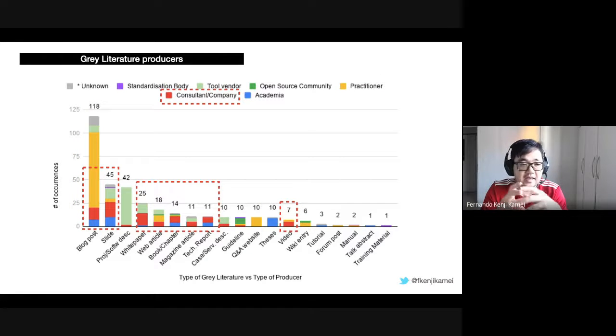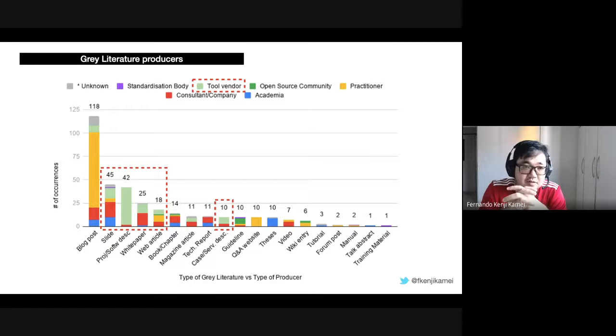The second group that produced more gray literature was the consultants or companies, mainly related to blog posts, slide presentations, white papers, technical reports, and many other types and videos. Software vendors were the type of producer most related to project and software descriptions, as you can see, and contributed also with slide presentations and white papers.